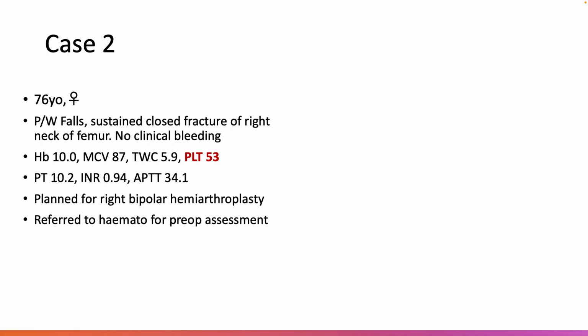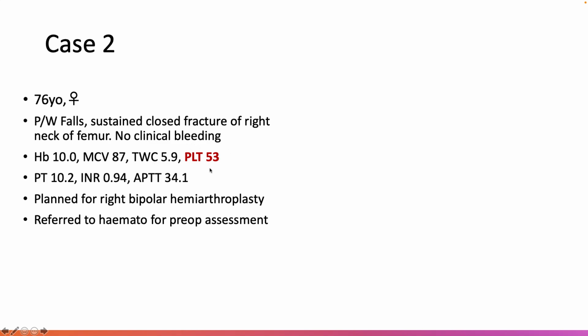So let's proceed with case 2. This is a 76 years old lady who had a fall and sustained a closed fracture right neck of femur. It's an admission to the orthopedic ward. They are planning to do a right bipolar hemiarthroplasty, and then because of the abnormal FBC result with a platelet of 53, they refer to us for further assessment. So you can see that the coagulation profile is normal, Hb is borderline low, probably there's some component of iron deficiency as well here, but the most worrying is actually the platelet of 53.